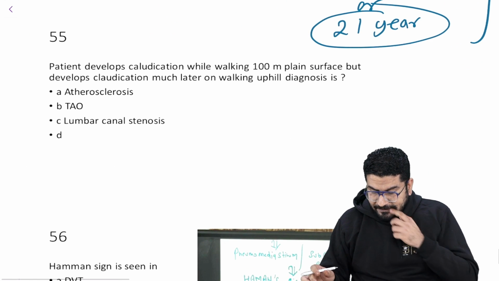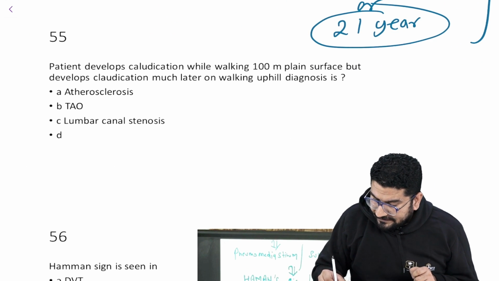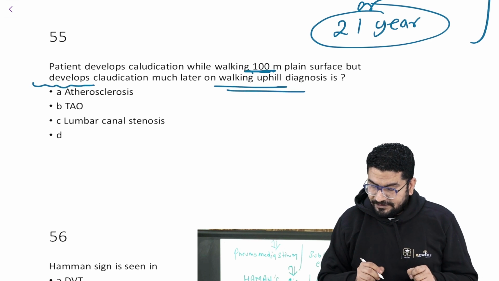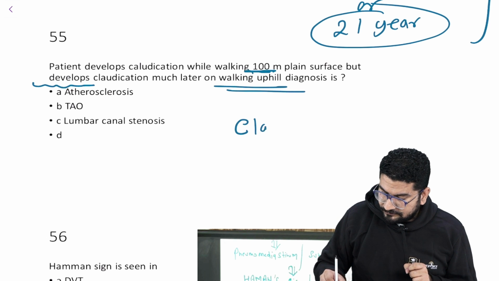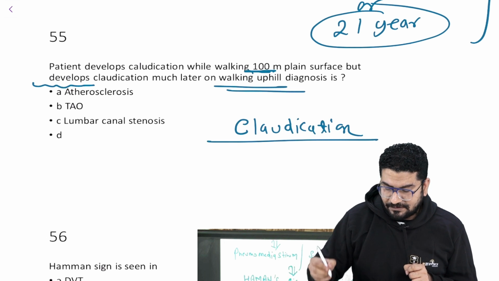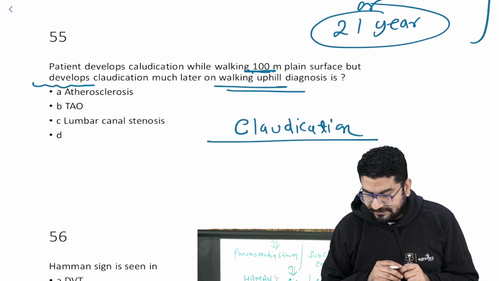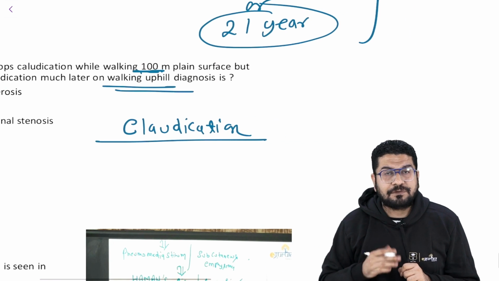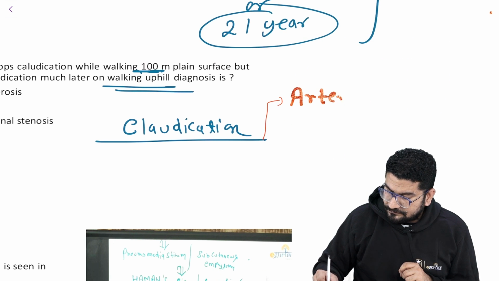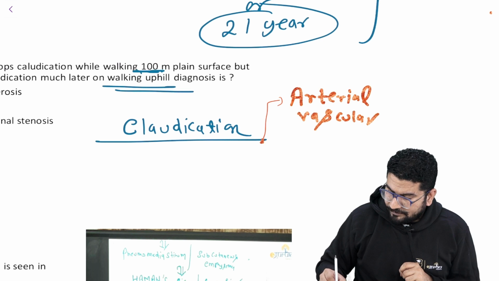Okay, next MCQ. A patient developed claudication while walking 100 meters on a plane surface, but developed claudication much later on walking uphill. So here you can see there is a claudication. Just seeing claudication, many students have marked the answer thromboangiitis obliterans. So remember, we have two types of claudication. It could be due to an arterial problem, either an arterial claudication or any vascular problem, or it could be claudication due to neurogenic issues.